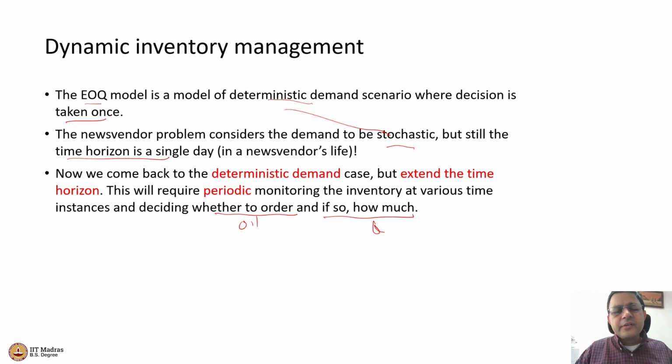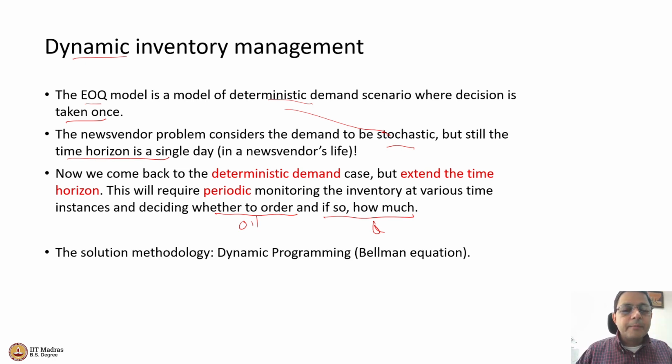However, the solution methodology this time is going to be very different, because our problem is a dynamic problem. So we are going to use concepts of dynamic programming. Some of you may be aware of dynamic programming. Essentially, we are going to use the Bellman equation to solve this deterministic dynamic inventory optimization problem. Okay, so let us get started.